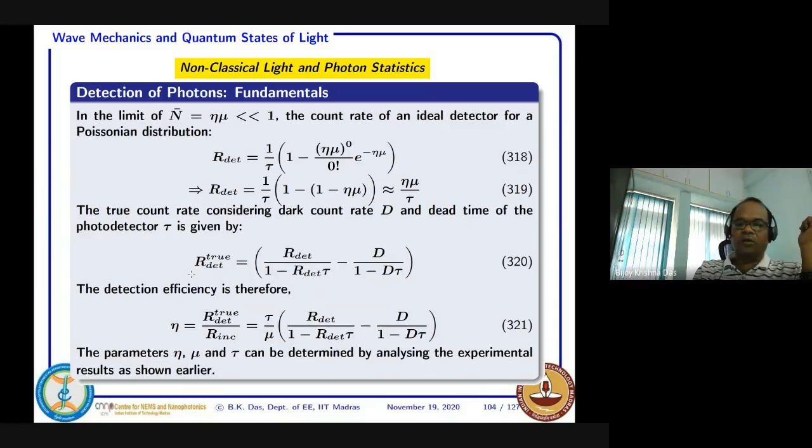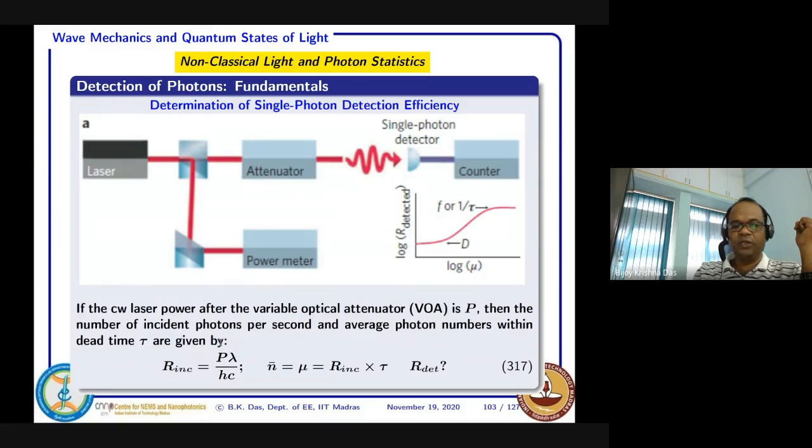Okay, so now if this is the detection rate, what is the efficiency then? So the efficiency you can calculate. You have to normalize this true detection rate with the incident photon number. What is the expression we have derived for the incident photon? We have this incident photon number, this one. Sorry.